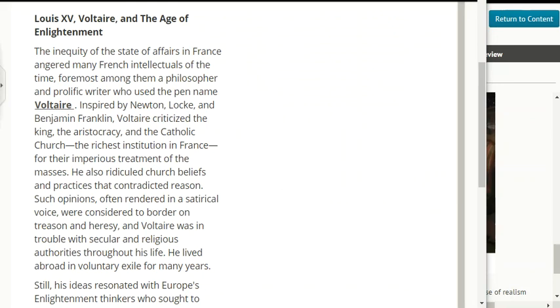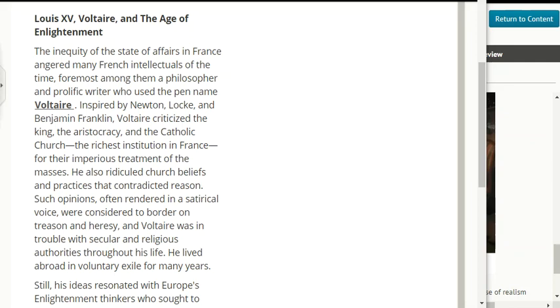Louis XV, Voltaire, and the Age of Enlightenment. The inequity of the state of affairs in France angered many French intellectuals of the time, foremost among them a philosopher and prolific writer who used the pen name Voltaire. Inspired by Newton, Locke, and Benjamin Franklin, Voltaire criticized the king, the aristocracy, and the Catholic Church, the richest institution in France, for their imperious treatment of the masses.